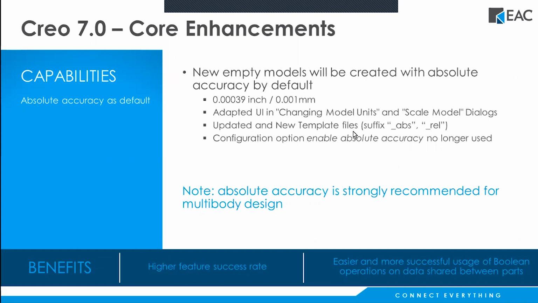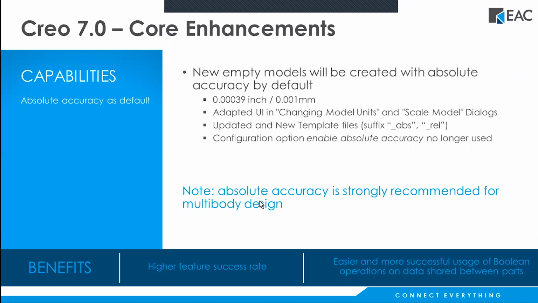that's the way it's going to be. Eventually I see this relative accuracy kind of fading away. There was a configuration, remember, in Creo, so you could turn on absolute accuracy. It was called enable absolute accuracy or something like that. But that doesn't need to be around anymore. So that configuration option is gone in 7 because absolute accuracy is on all the time.